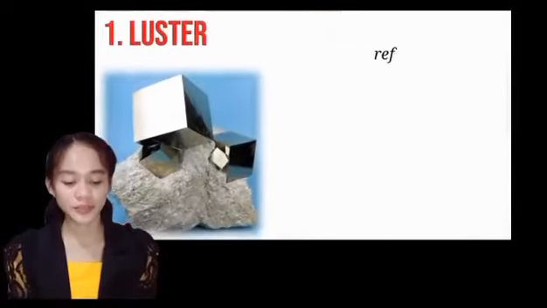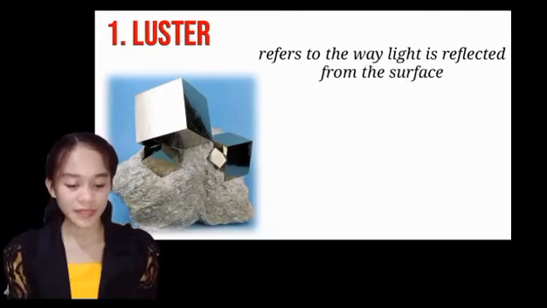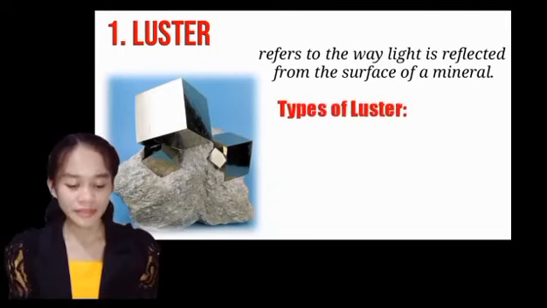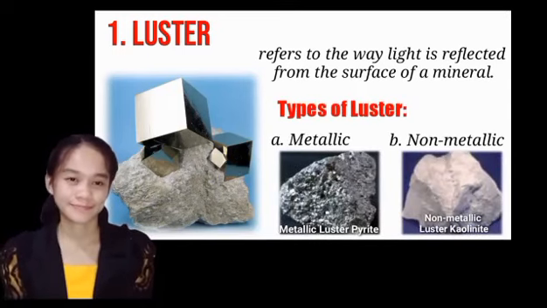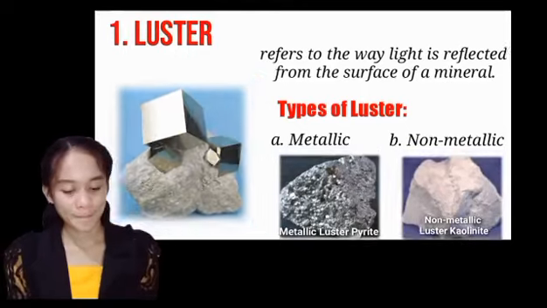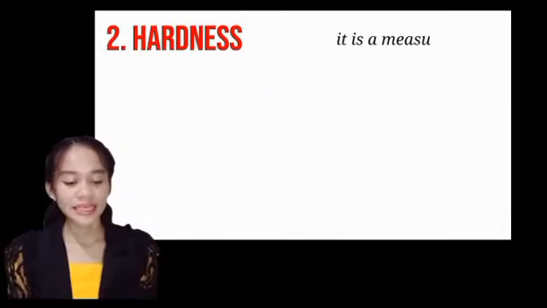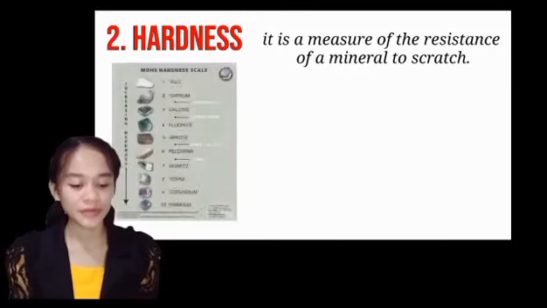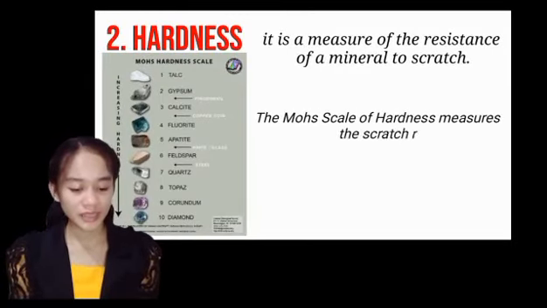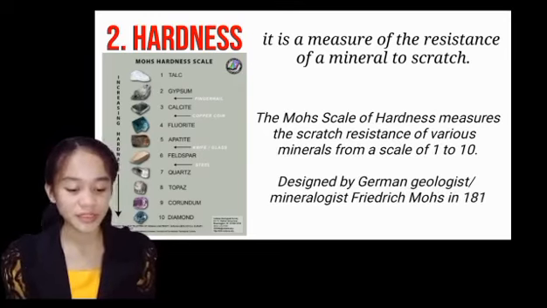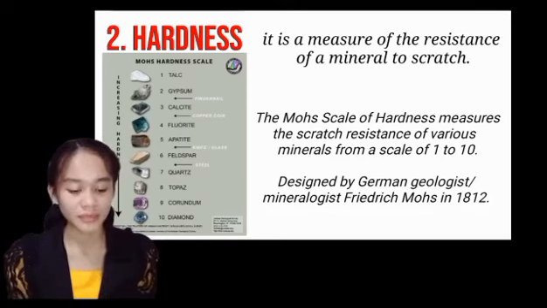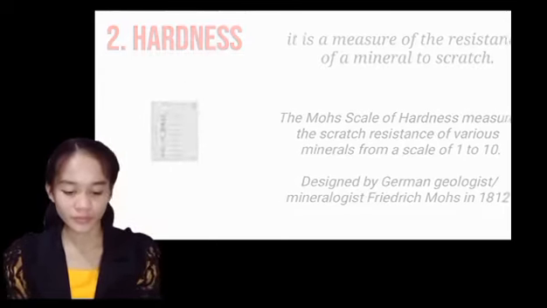Let's start with luster. It refers to the way light is reflected from the surface of a mineral. Types of luster: metallic and non-metallic. Hardness. It is a measure of the resistance of a mineral to scratch. The Mohs scale of hardness measures the scratch resistance of various minerals from a scale of 1 to 10, designed by German geologist and mineralogist Friedrich Mohs in 1812.